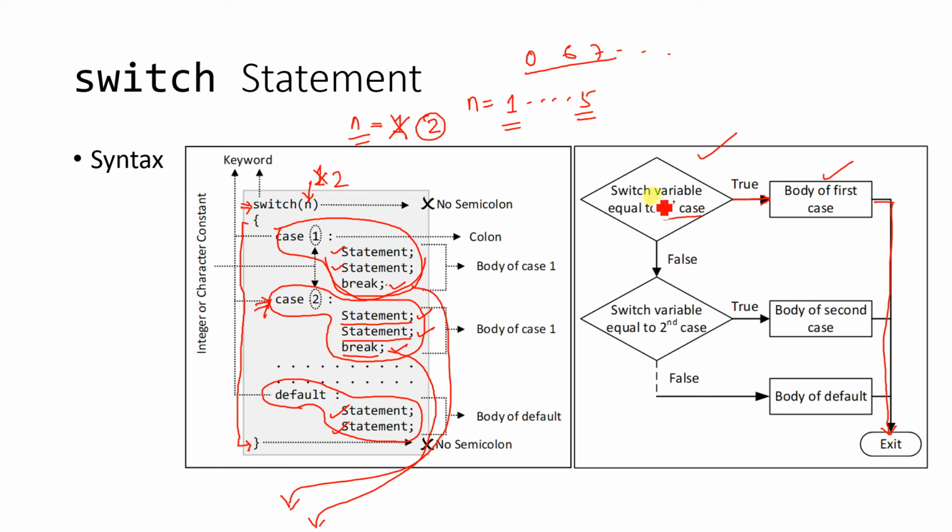Similarly, if the first case is not satisfied, the control will go and check whether the second case gets satisfied. If the second case is true, then the body of the second case gets executed, and we come out of this switch statement. Similarly, we check for the others. And if nothing is satisfied, meaning it is false every time and no case gets satisfied, then the body of the default gets executed, and finally we come out of the switch statement. So this is how the switch statement works.